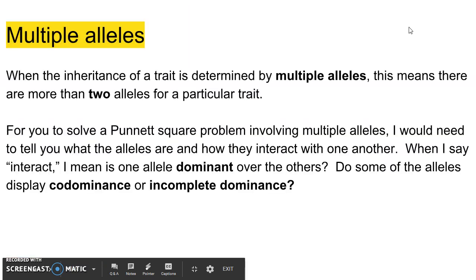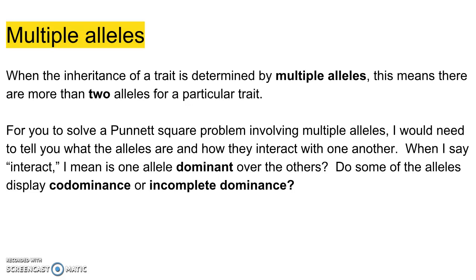So, blood types is an example of an inheritance pattern that involves multiple alleles. All the examples of traits we've looked at so far have only had two alleles for each trait. In the case of blood types, there's more than two alleles for that trait. In fact, there's three.